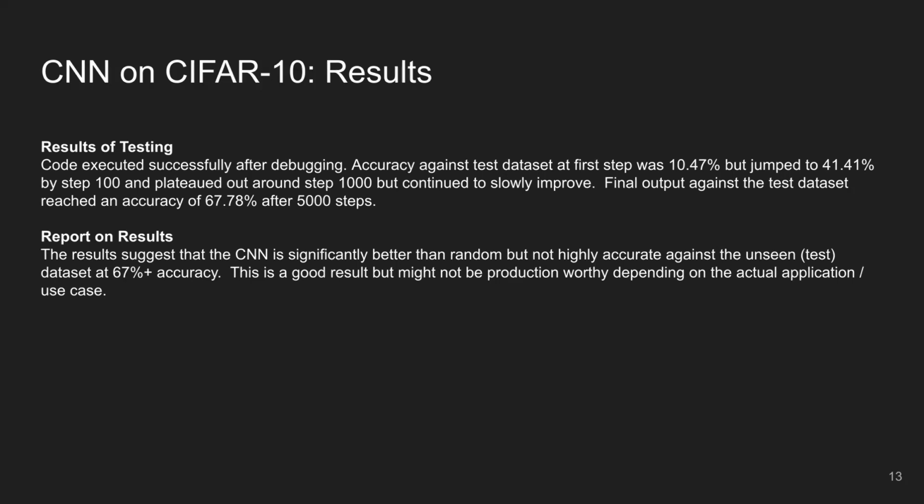These results suggest that the CNN is significantly better than random. Again, for random, we would expect an accuracy out of 10 labels to be around 10%. And so getting to roughly 2/3 accuracy, 67%, is much better than random. But by comparison to the MNIST set, it is quite a bit lower.